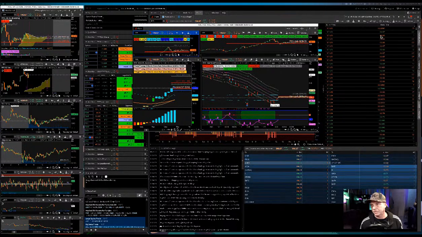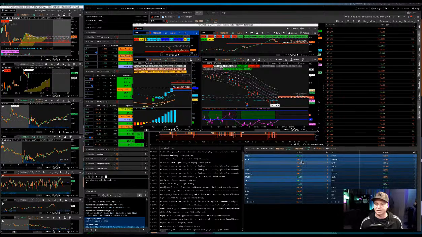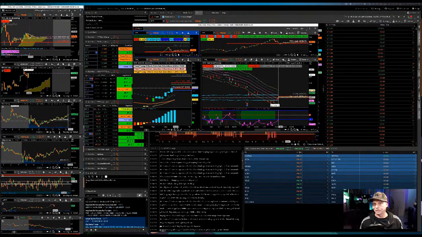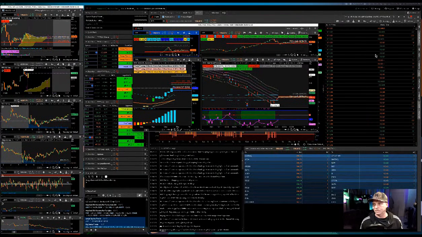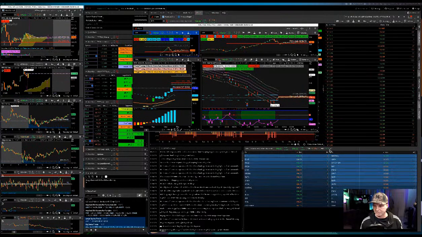Watching the tape. I'm also watching the time and sells. I'm seeing more people selling, right? Candlesticks aren't super reactive right now, so I'm watching time and sells. Also watching this bid ask, right? Getting some orders coming through here.